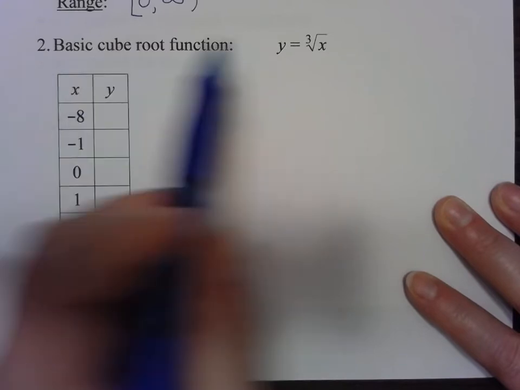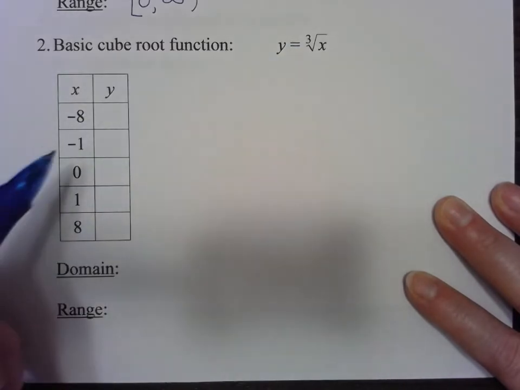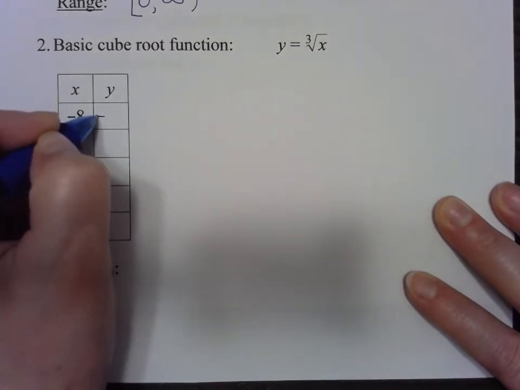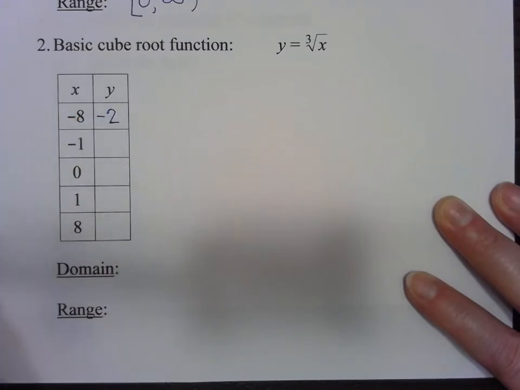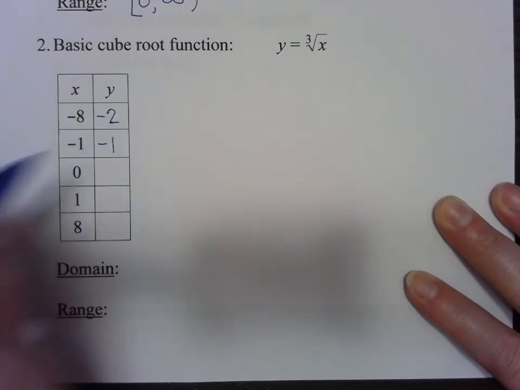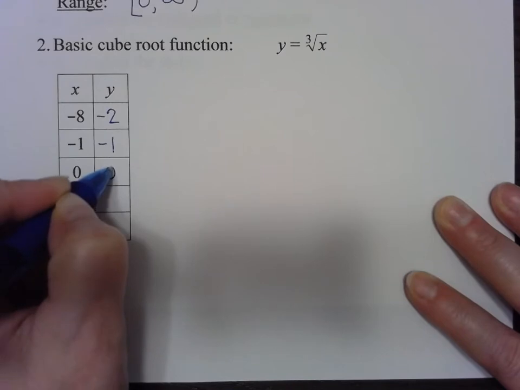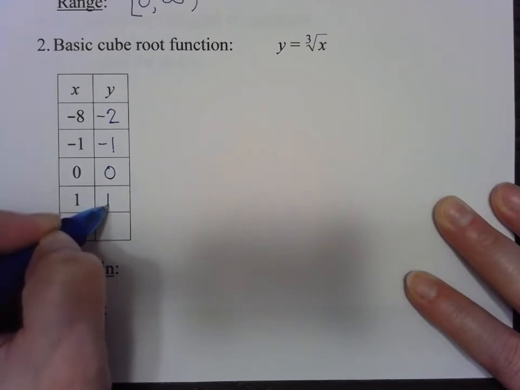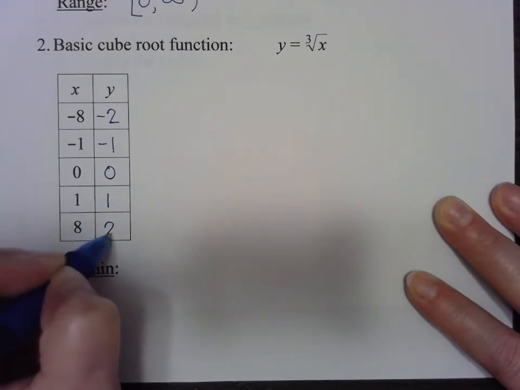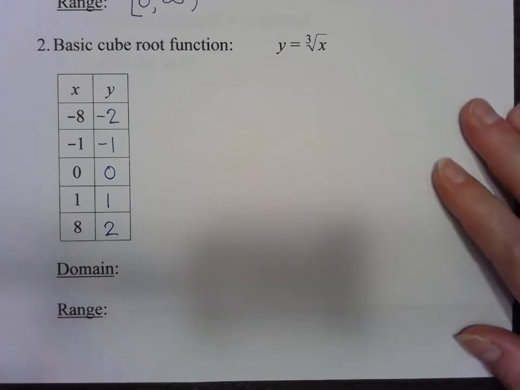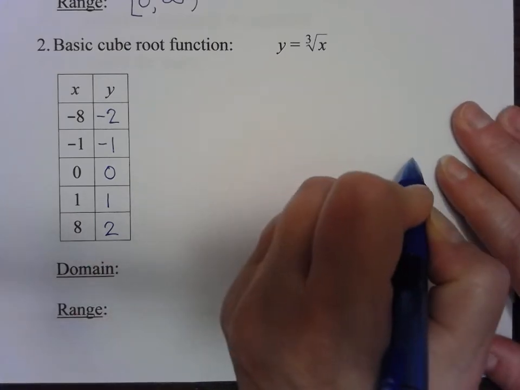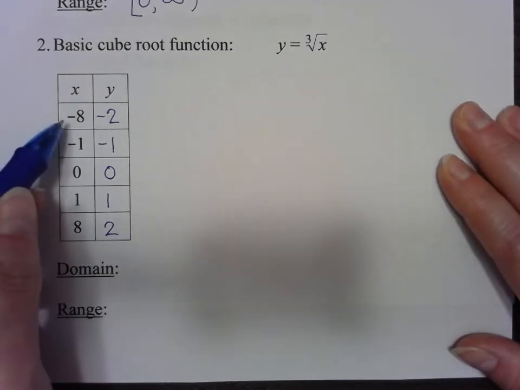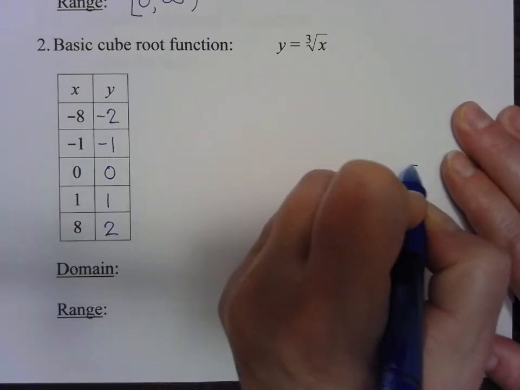So if I plug these in to calculate the y value, the cube root of -8 is -2. The cube root of -1 is -1. The cube root of 0 is 0. We've got 1 and 2. This graph does not have a starting point. We do need to go from -8 to 8.